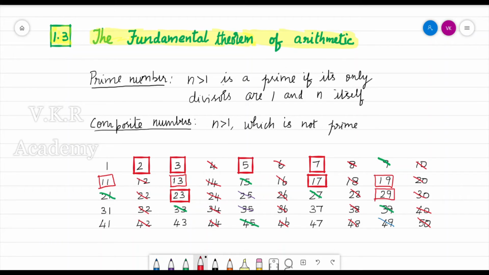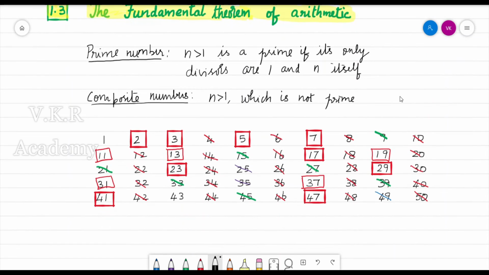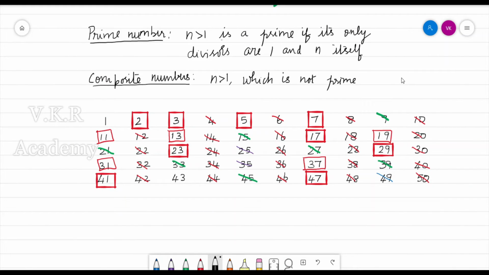Then 29. Then we have 31. Then 37. Then 41. And then 47. So the prime numbers between 1 and 50 are 2, 3, 5, 7, 11, 13, 17, 19, 23, 29, 31, 37, 41, 47. Likewise, among positive integers, there are infinitely many prime numbers. This method of finding prime numbers is called the sieve of Eratosthenes.